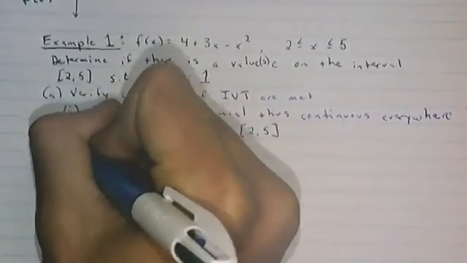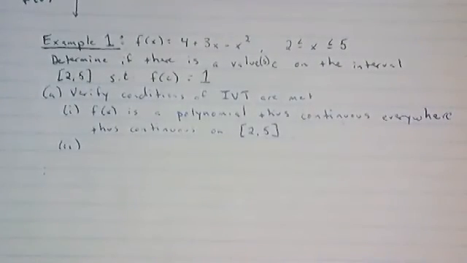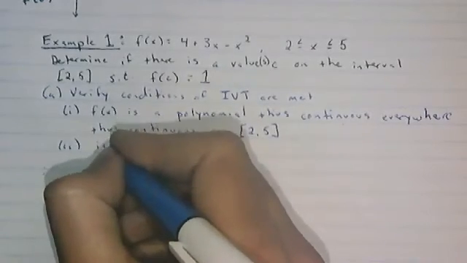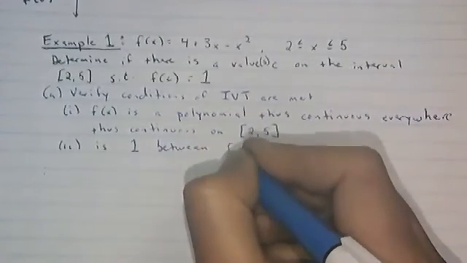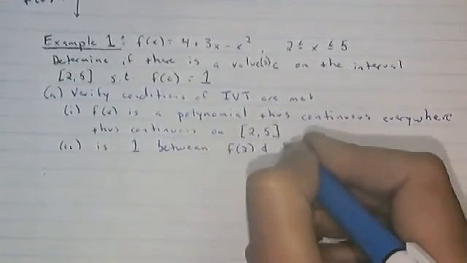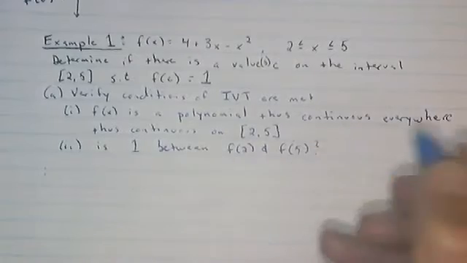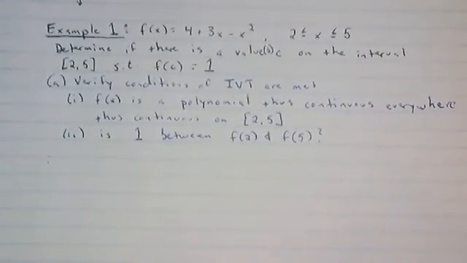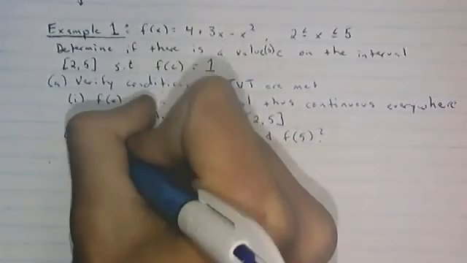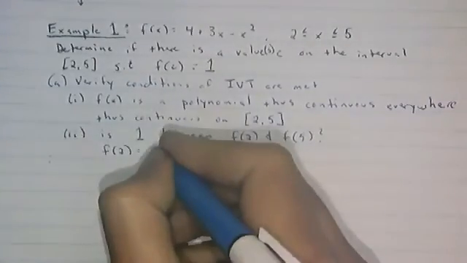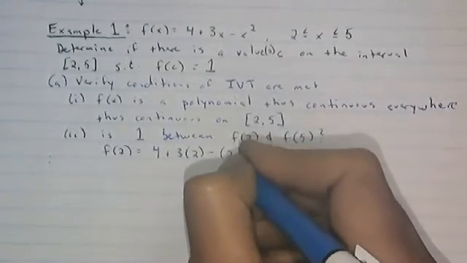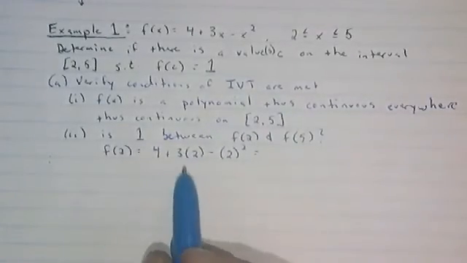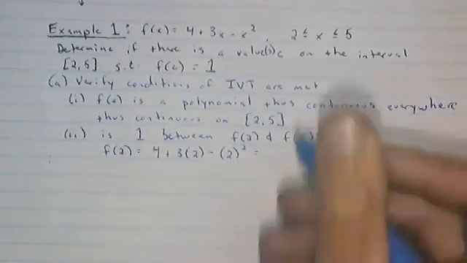Second condition. Is our value of k appropriately chosen? Is 1 between f of 2 and f of 5? Well, I don't know. Let's figure out what f of 2 and f of 5 are. F of 2, plug in a 2 for x, 4 plus 3 times 2 minus 2 squared. 4 plus 6 is like 10, minus 4 is like 6.